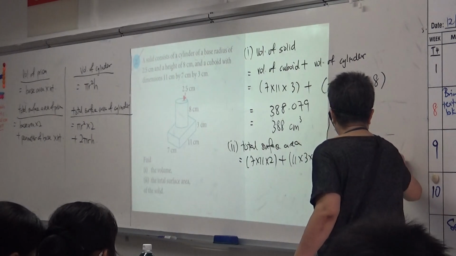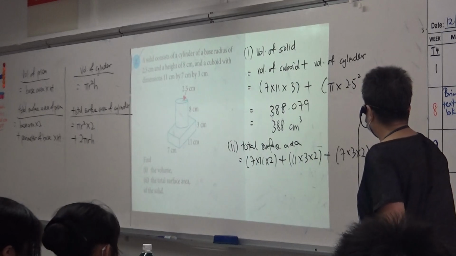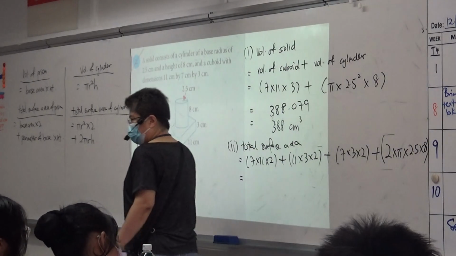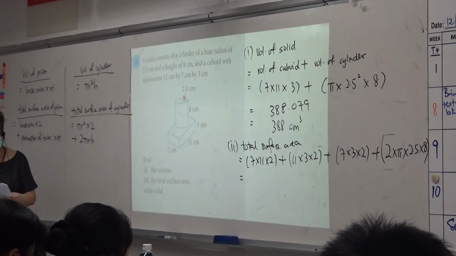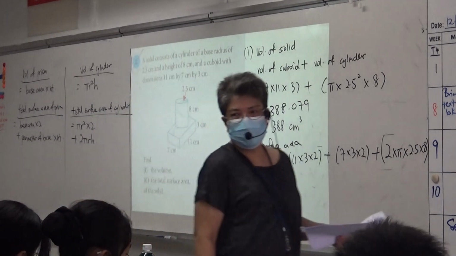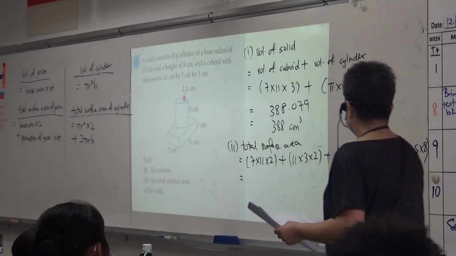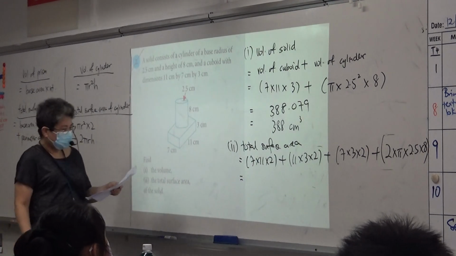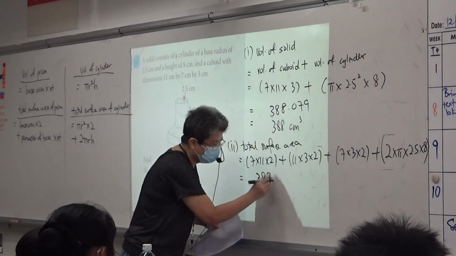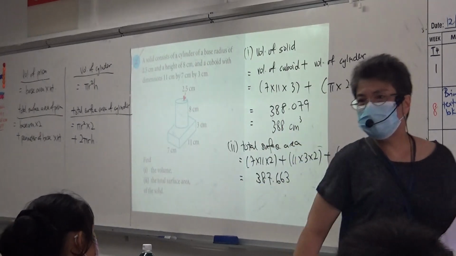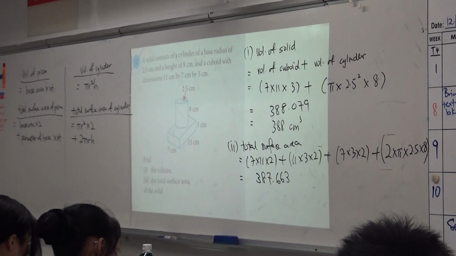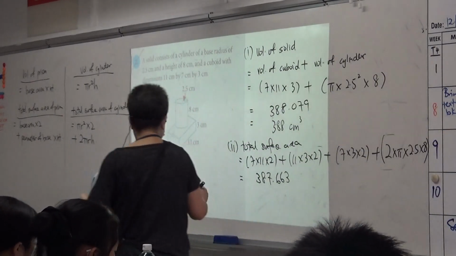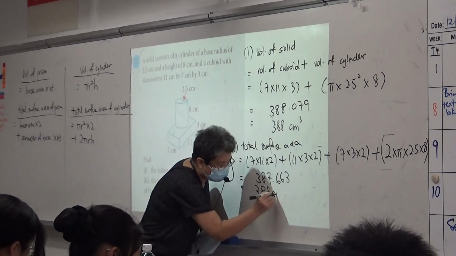So it's plus 2 pi r h, r is 2.5. What is h of the cylinder? 8, right? Okay, now you're going to key in all this. Give me the 3 decimal places from 8 first. Do you get 387.663? All of you should complete that. I give you some time to key. Correct. What is this to three decimal places? Can you tell me? 388 cm squared, right?